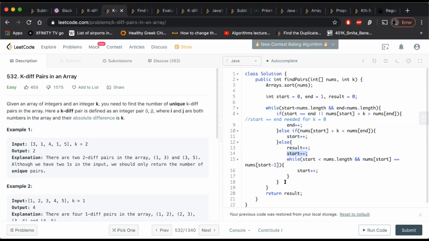And what is this condition, while start is less than length and? This is for my loop to exit. Does that make sense? Can you walk through an example with this?